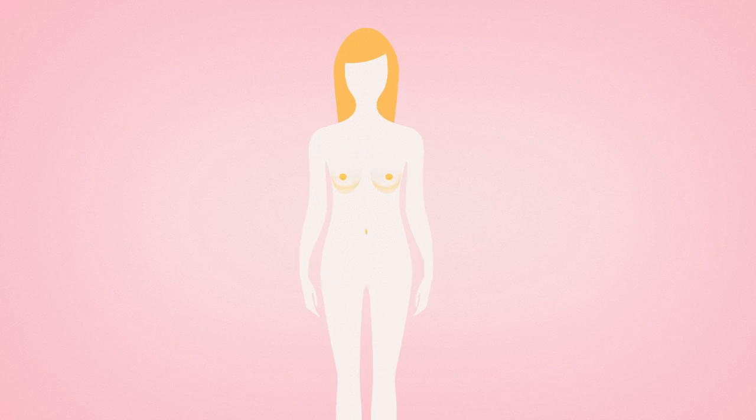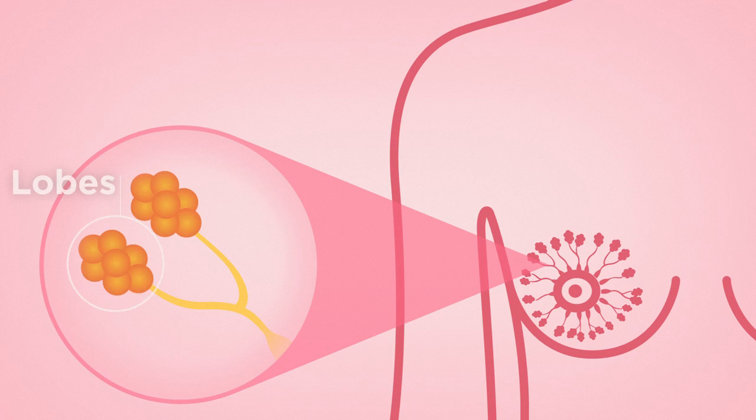In this chapter, we looked at the anatomy of the breast, focusing on the milk ducts, lobes, lobules, lymph system, and lymph nodes.